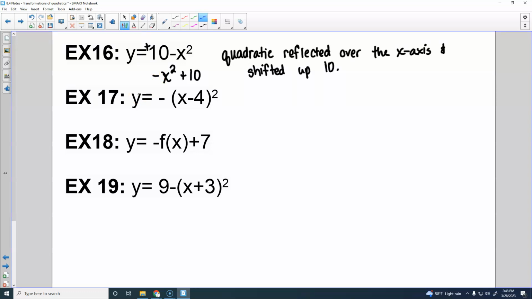Caitlin, what have I got for number 17? Quadratic, good. Okay, and what has happened to that quadratic? Okay, you got two things happening right here. So you got this negative out.